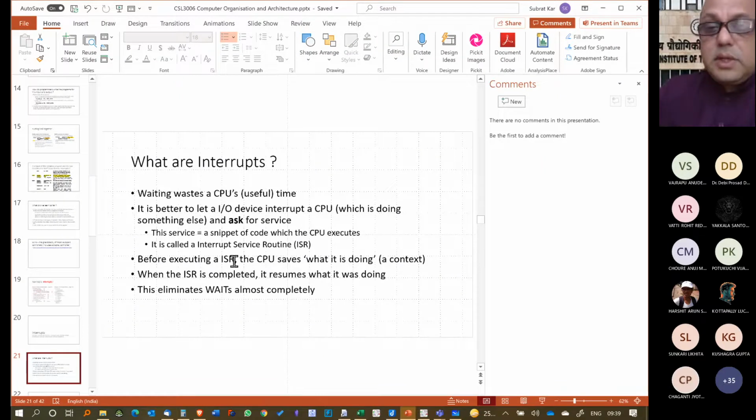Now, before executing this service routine, a CPU must save what it is doing, the context. What were you doing when you went to do that service routine?